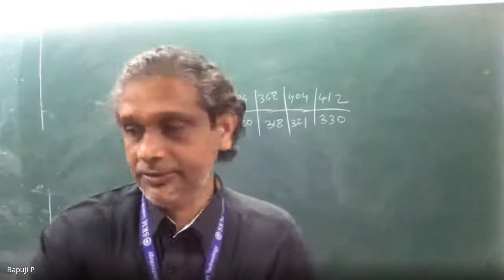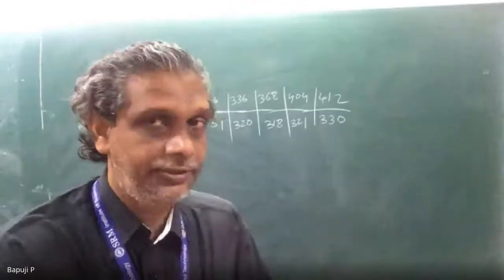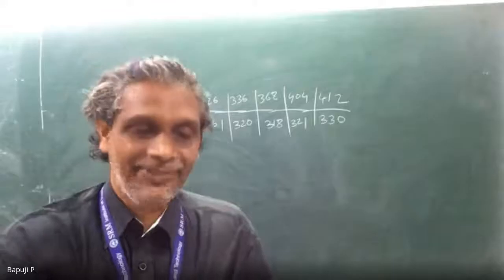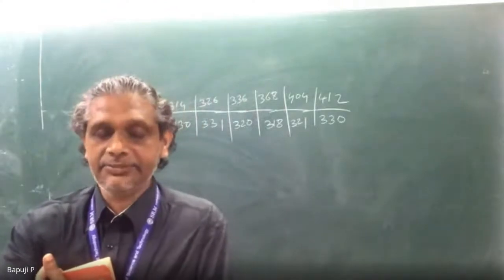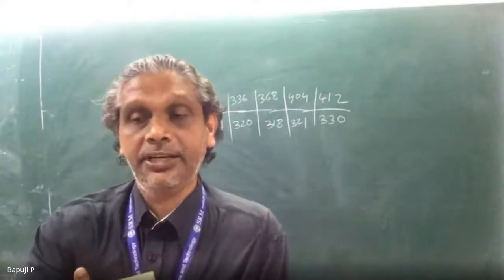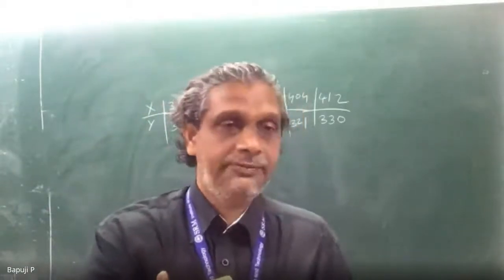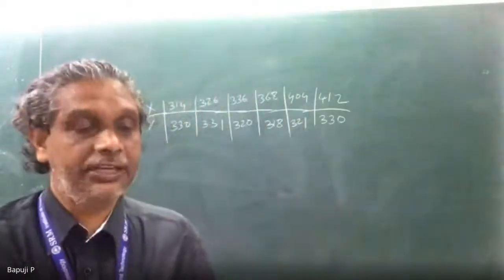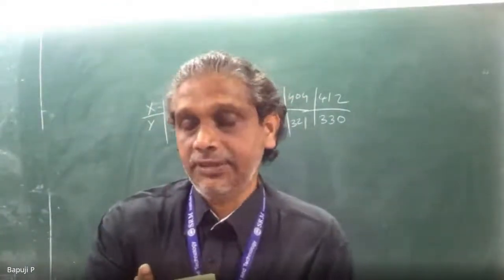Mean deviation. Standard deviation is the under root of 1 by n sigma f (x minus x bar) square. I told you there is not much difference between mean deviation and standard deviation. Mean deviation uses the absolute value, f into modulus of x minus x bar, whereas standard deviation uses square terms. Both measure how much the data deviates from the center, but for standard deviation you take squares and then the square root.